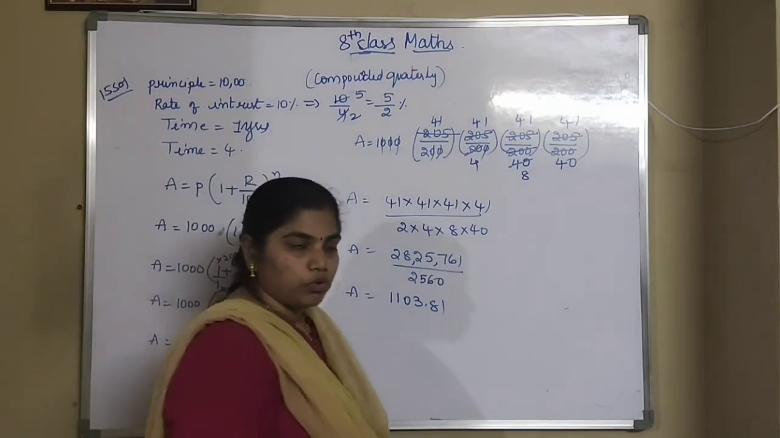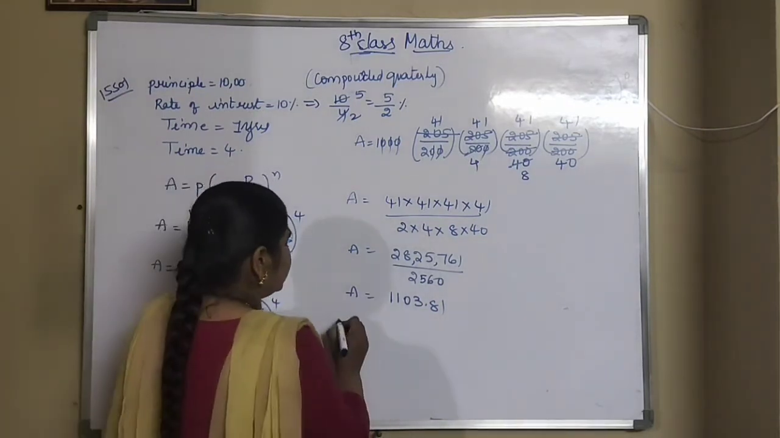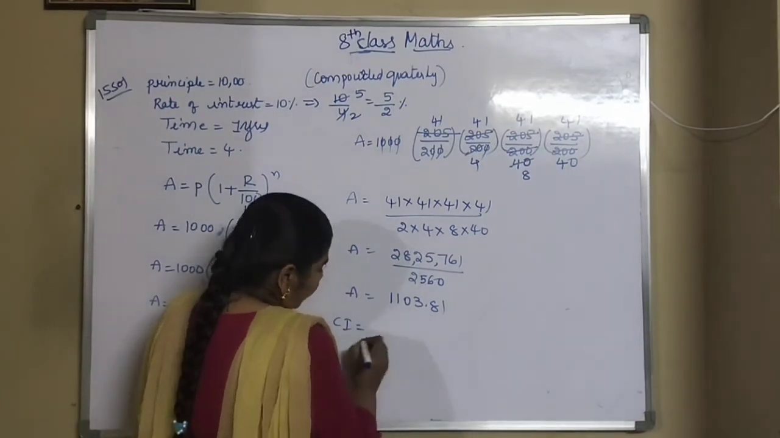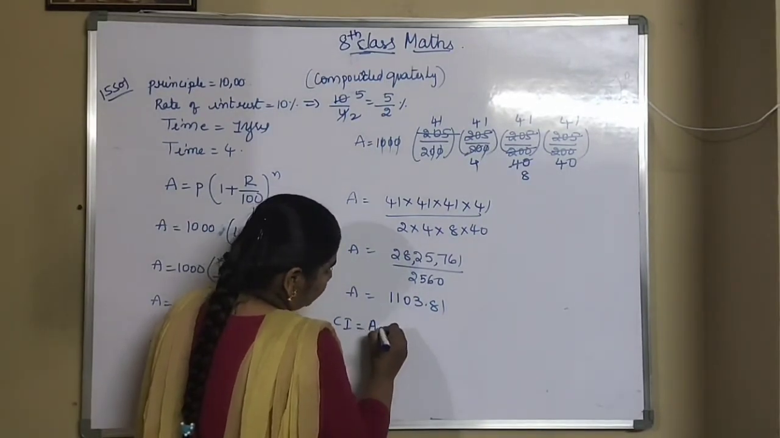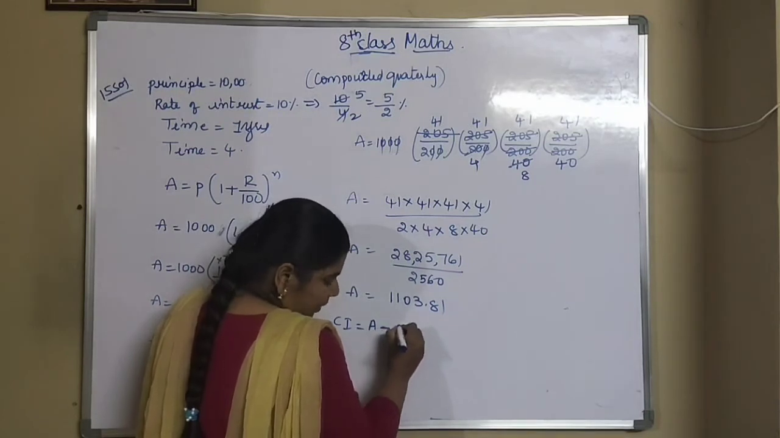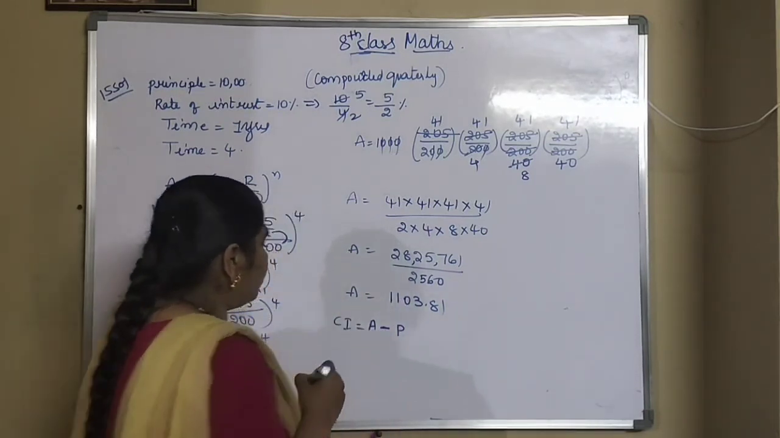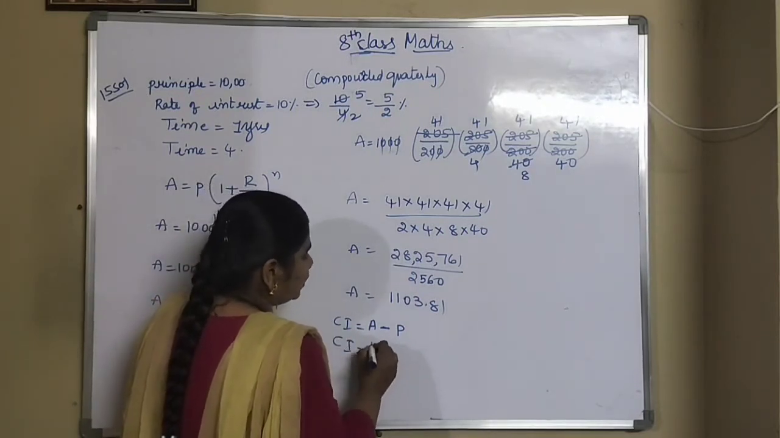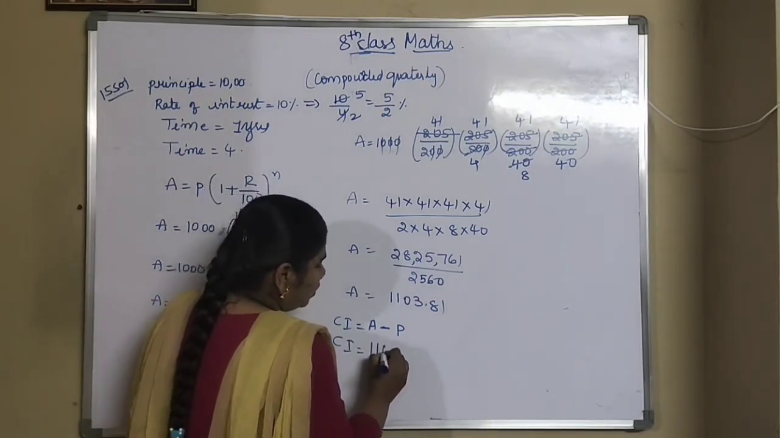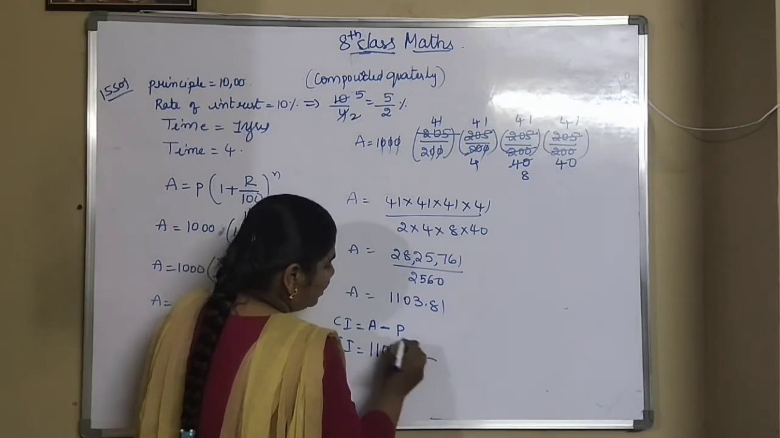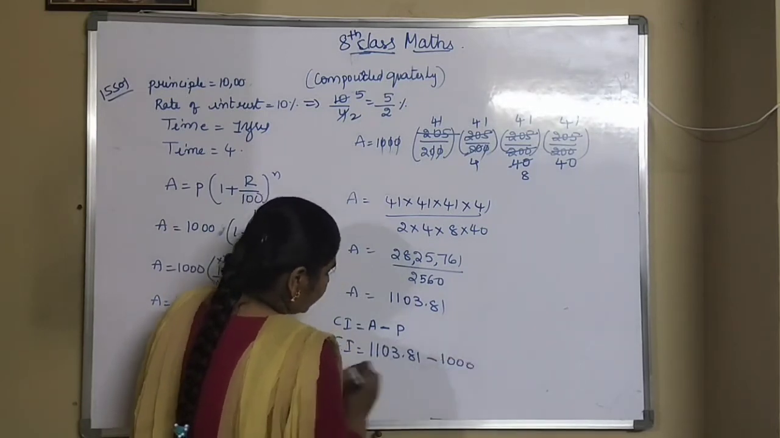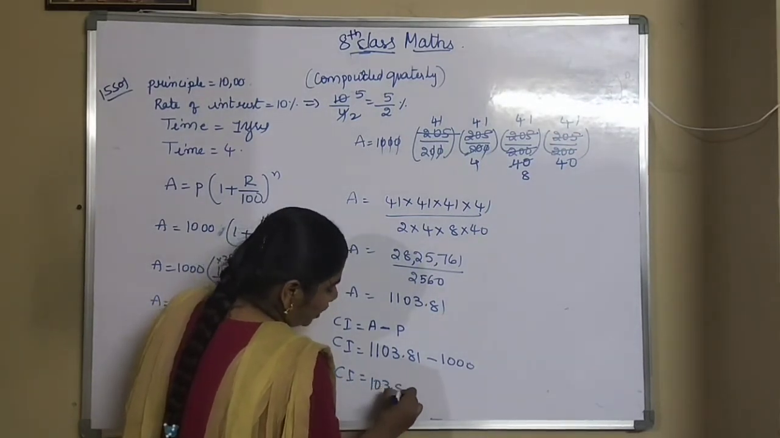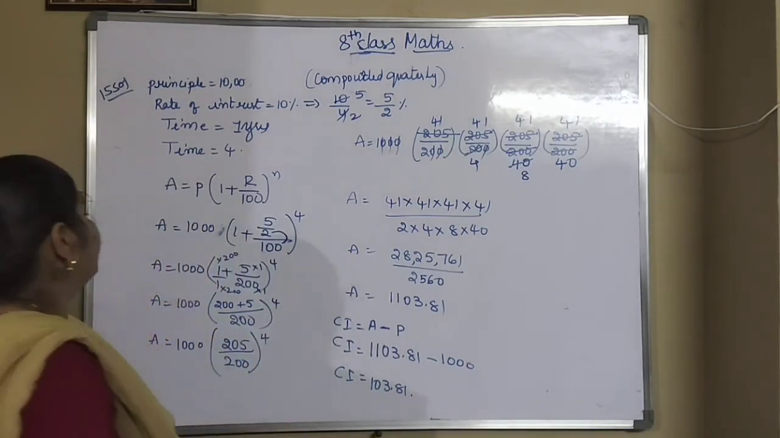Now what do you have to find? You have to find the compound interest. So what is compound interest here? Compound interest is equal to amount minus principal value. So what is the formula? Amount minus principal value. Amount is 1,103.81 minus principal, which is 1,000. So compound interest will be 103.81. So this is our 15th solution.